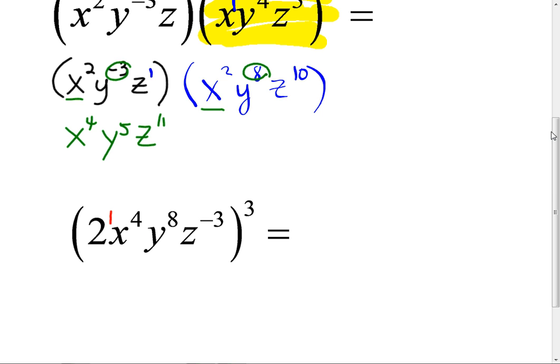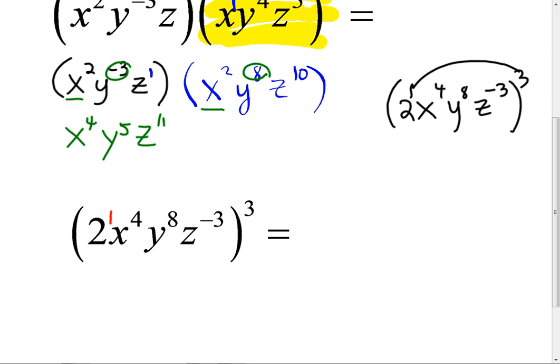If you think of this as 2 being no taller than the x and the y's, where does the 2 go? I haven't done anything. I just made 2 a little shorter because this is 2 to the first power. So you distribute the exponents to the 2 as well. So that's 2 to the third. Then it's x. What do you do with this 3 and the 4? You multiply them. So what's 3 times 4? 12. And y to the what? 24. No, you had 2, not 8. And this is z to the negative 9.